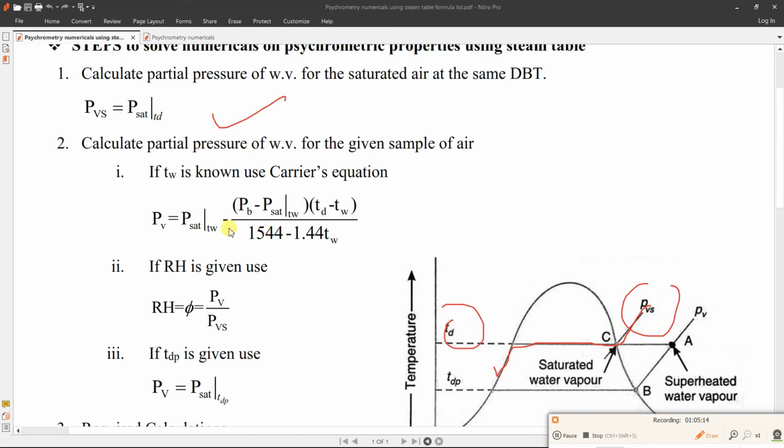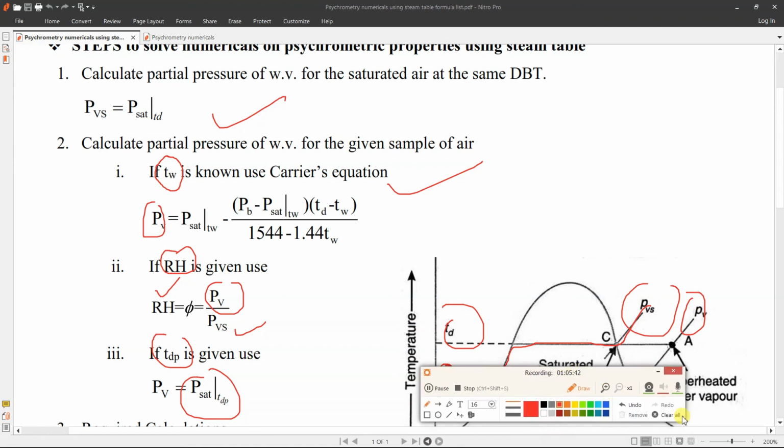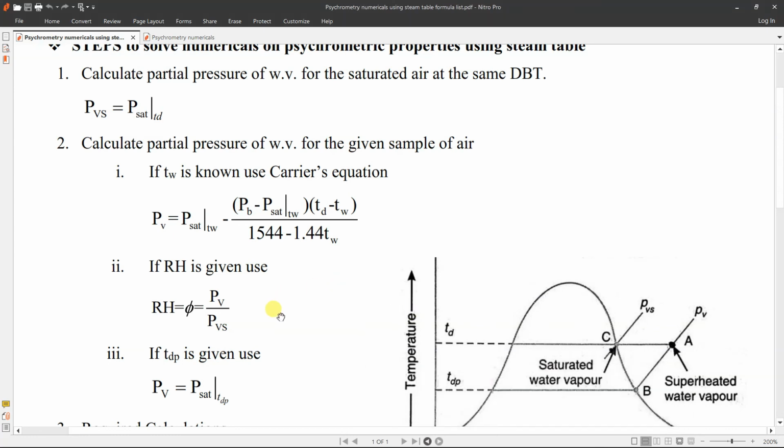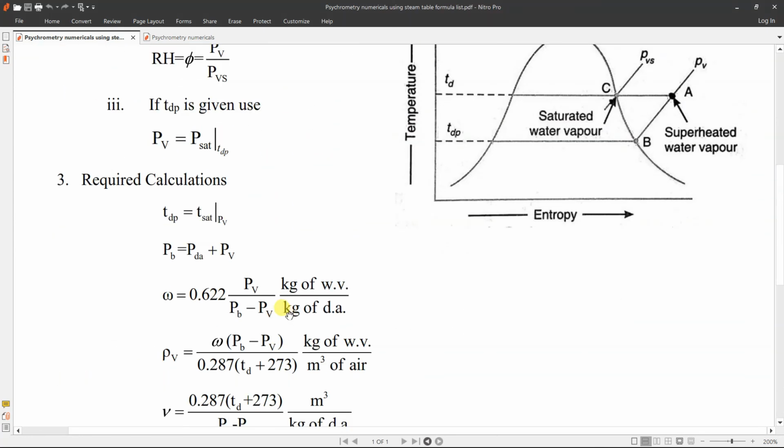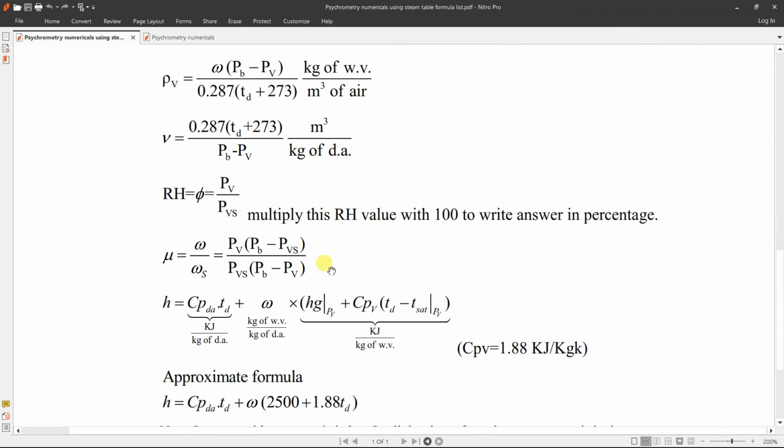Then depending on the given question, if wet bulb temperature is given, we have to calculate PV using carrier equation. If RH is given, use the RH equation to calculate PV. If dew point temperature is given, then PV will be Psat at dew point temperature. Okay, and then whatever equations we have derived, we have to use those equations to calculate the unknowns. So we will stop over here.